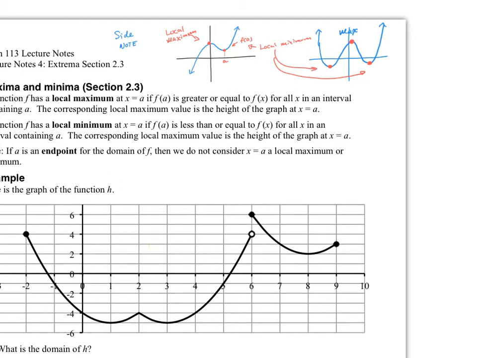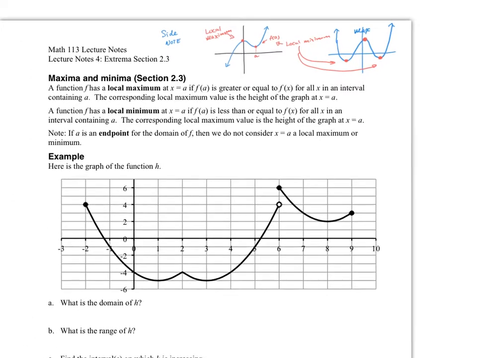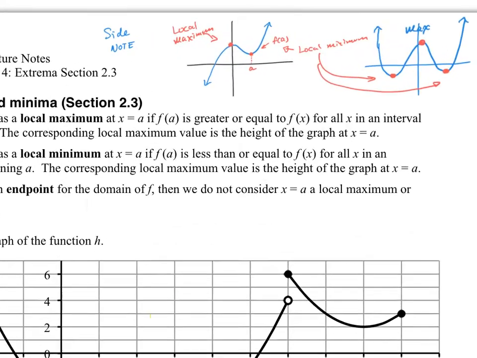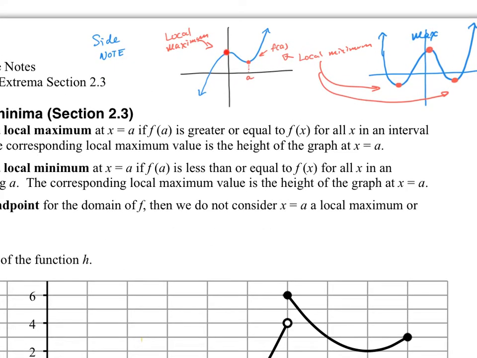Now here is the formal definition. So a function f, which could be this, has a local maximum at x equals a, or whatever this value is, if f of a is greater than or equal to f of x for all x in an interval containing a. All that means is, you can see from here, it's obvious that this value is bigger than this one or this one, so that's why this is the maximum.